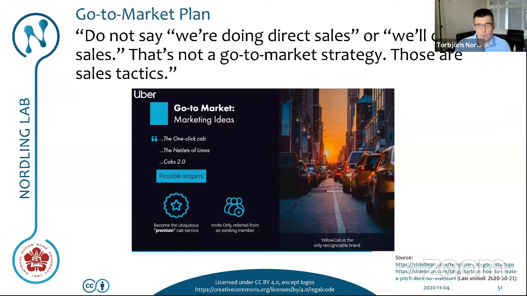So let's take a look at Uber. They list some marketing ideas, different short teasers they could have: the one-click cab, the NetJets of limos, cabs 2.0, possible slogans used for marketing. And then that their aim is to become the ubiquitous premium cab service, and that they are planning to grow through an invite-only, referred-from-an-existing-member manner.